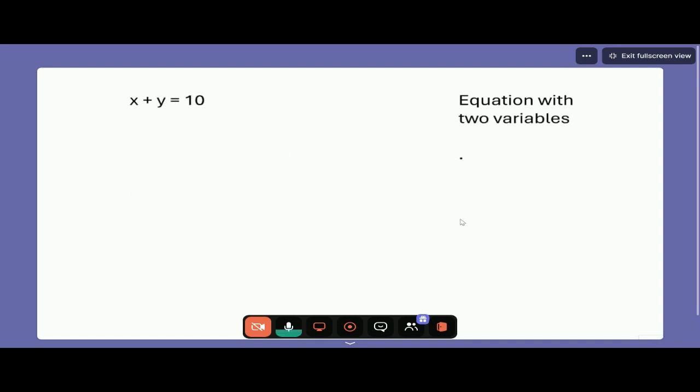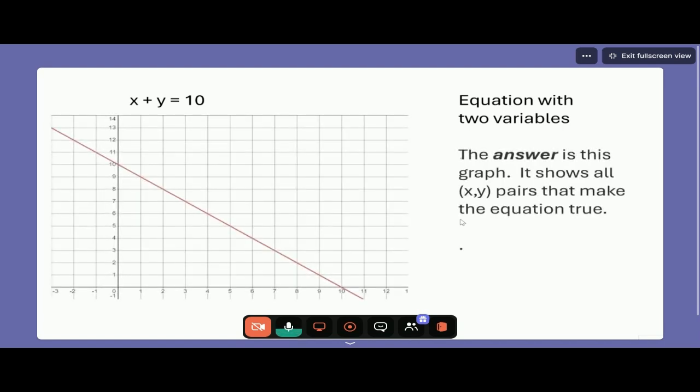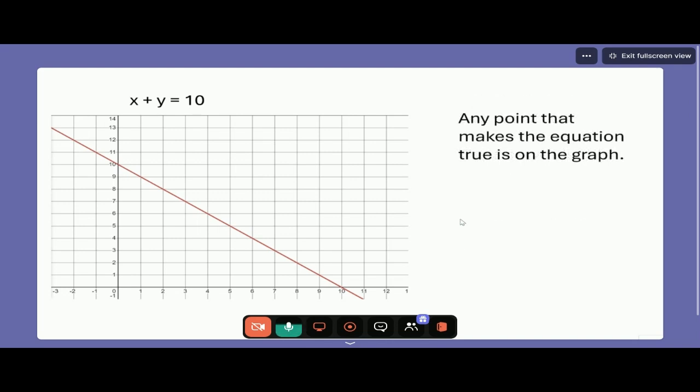But when your equation has two variables, two unknowns, there are an infinite number of solutions that make the left equal the right, and we show those on a graph. That is the answer to that equation. And this works both ways. So let's go forwards and backwards. Any point that makes the equation true is on the graph.